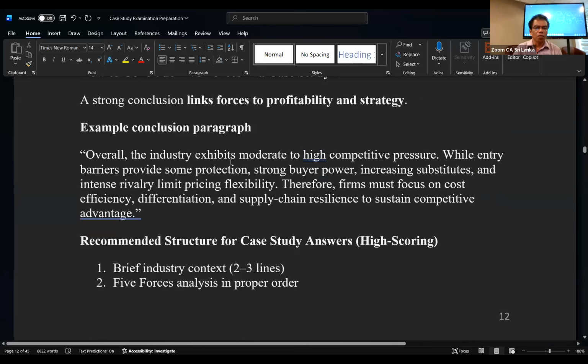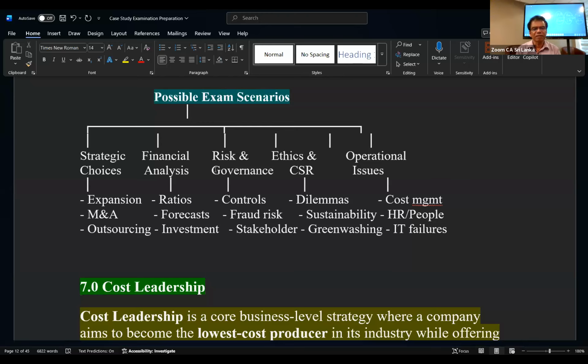Possible exam scenarios: strategic choice, financial analysis. These are the things you will get when you see the pre-seen. Anything can be put in here. Strategic choices: expansion, mergers and acquisitions, outsourcing, various things. Financial ratios will be there. Financial analysis: ratio analysis, forecasting, DuPont analysis, investment, various things.